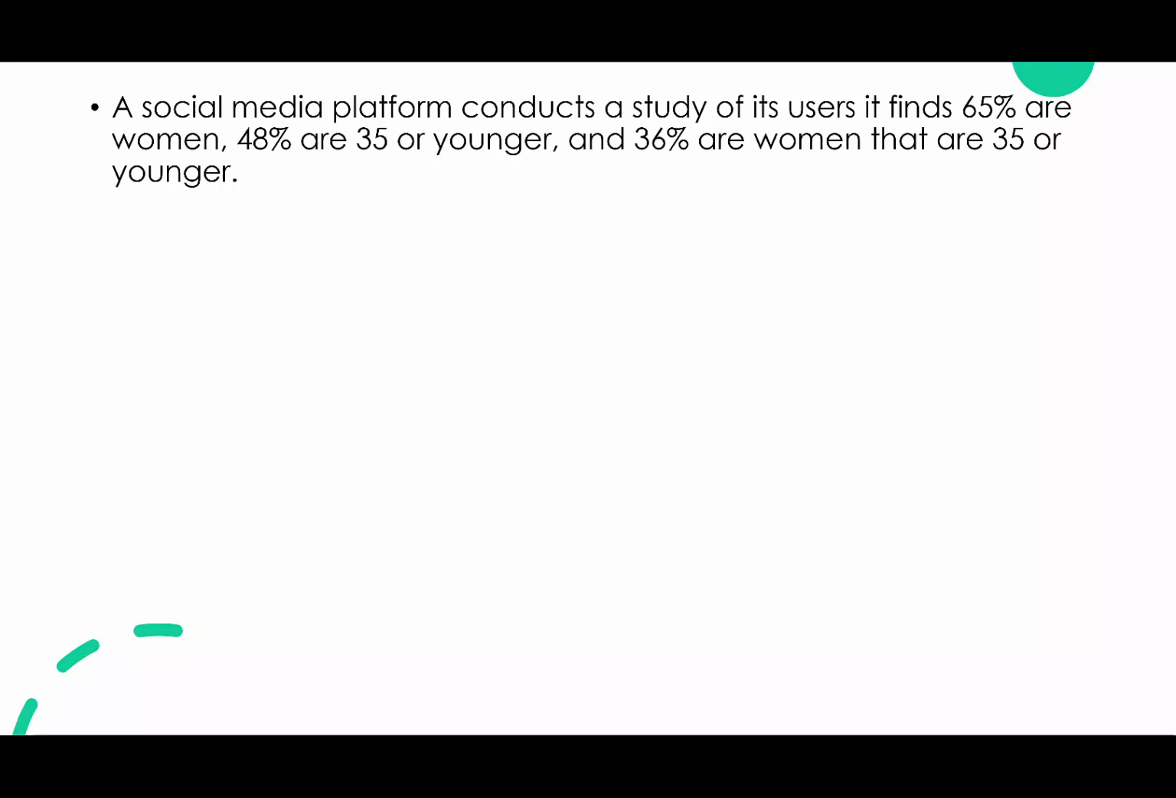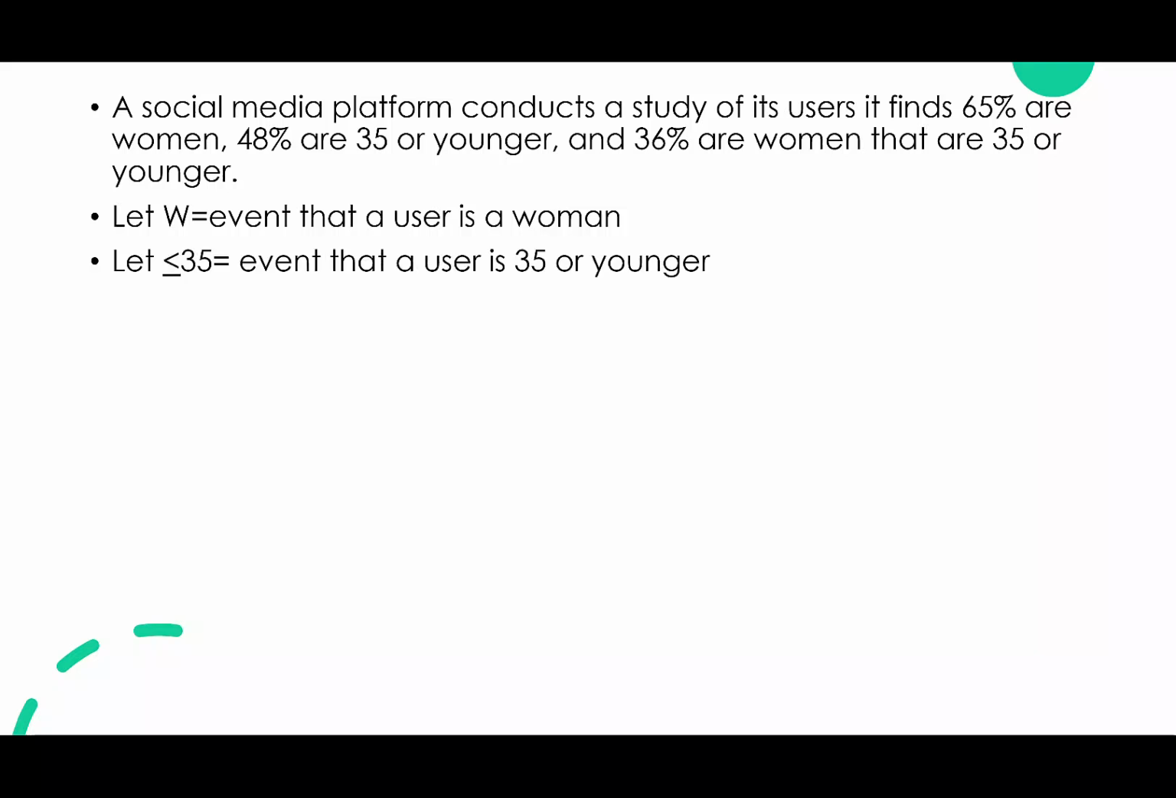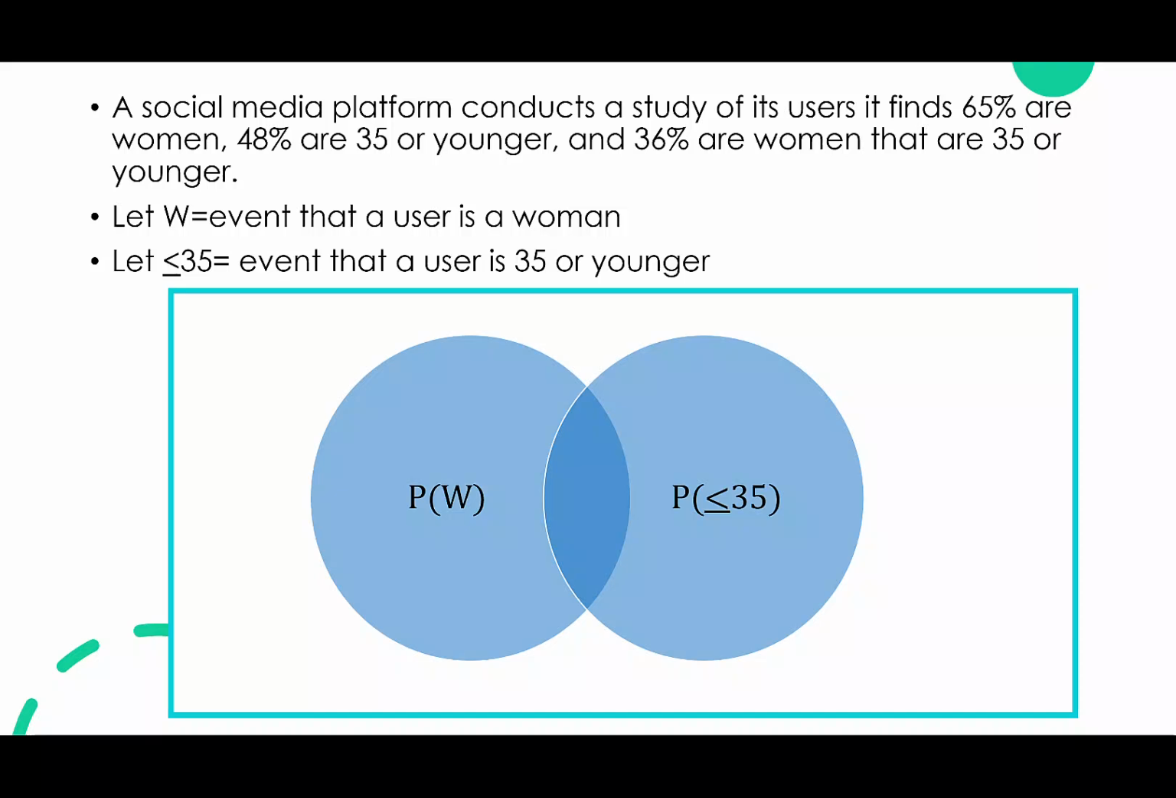So before we do our box, let's define some variables. We're going to let W be the event that the user is a woman, and I'm going to write less than or equal to 35 as the event that a user is 35 or younger. I want to keep my variables really simple so that when I look at my Venn diagram, it's really clear to me what everything stands for. So I'll draw my box, I'll put in my two events, probability of W and probability of being less than or equal to 35. Now we're ready to look at the numbers.